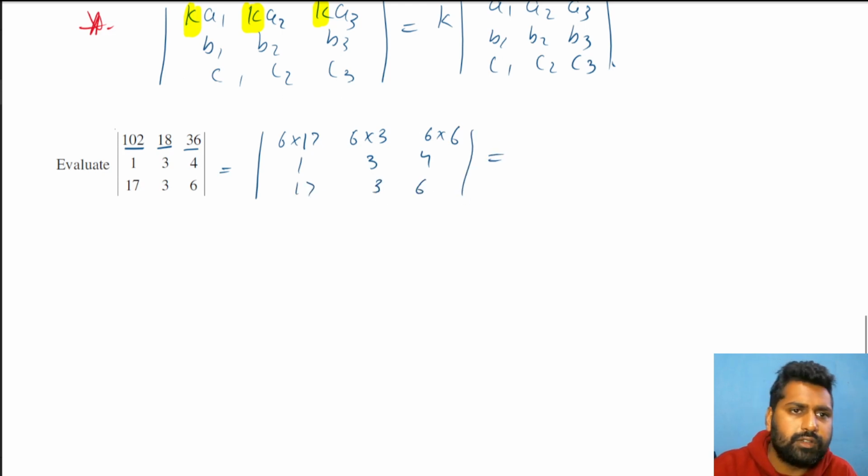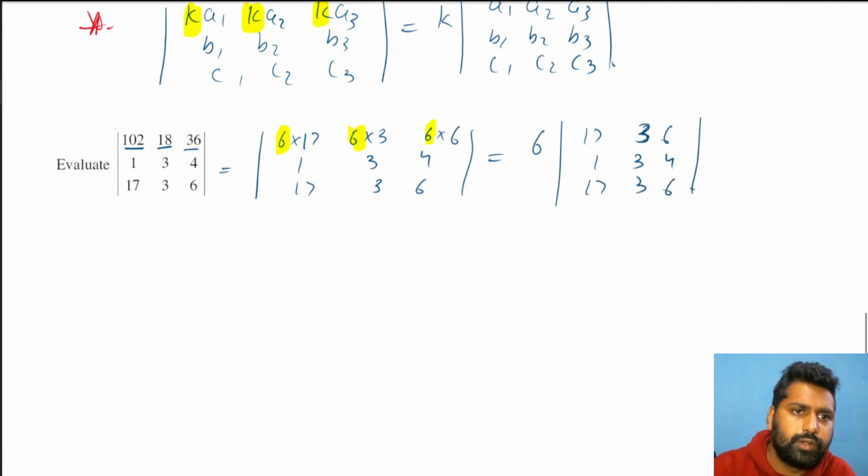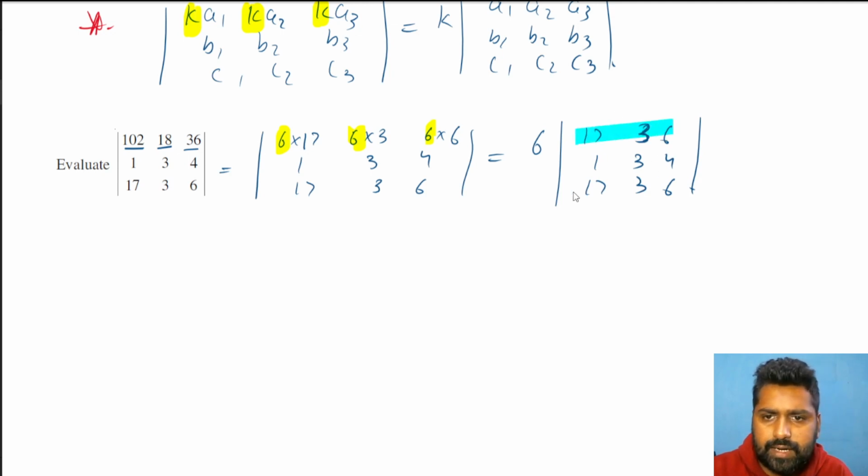Now the factor of 6 is common from the first row. I can take it outside. That was your k, right? This time your k is 6. So any row being multiplied by any factor, I can take it outside. So 6 times the determinant 17, 3, 6, 1, 3, 4, 17, 3, 6. Two rows are identical. The determinant is 0. So 6 into 0, directly 0.